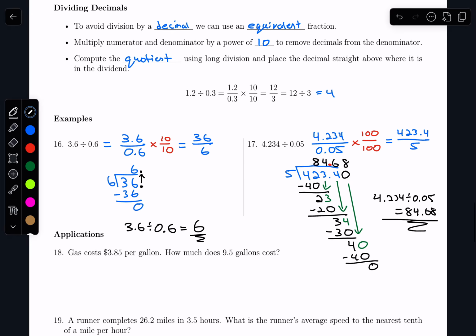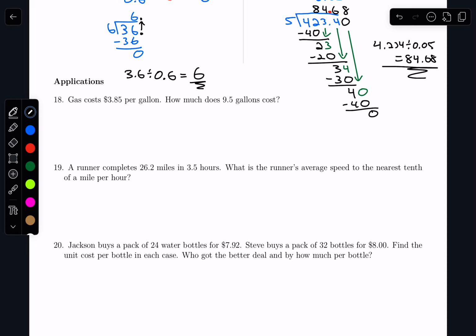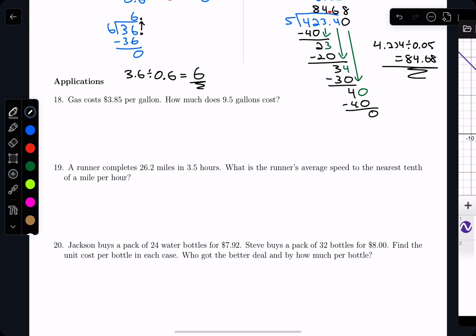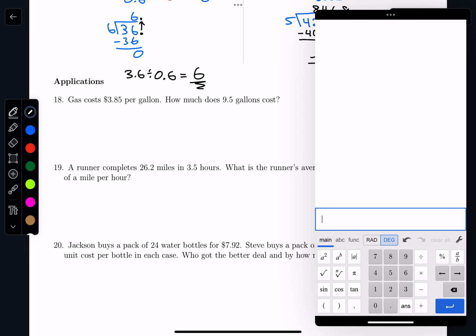Now that we've seen all the arithmetic, let's put it into context. So let's pretend that gas costs $3.85 per gallon. How much does 9.5 gallons of gas cost? I am well aware that you can pull out a calculator here and just type in 3.85 multiplied by 9.5, and that's going to give you 36.575. That's fantastic, and we can use that to check our work, but we need to make sure we are practicing doing this by hand.